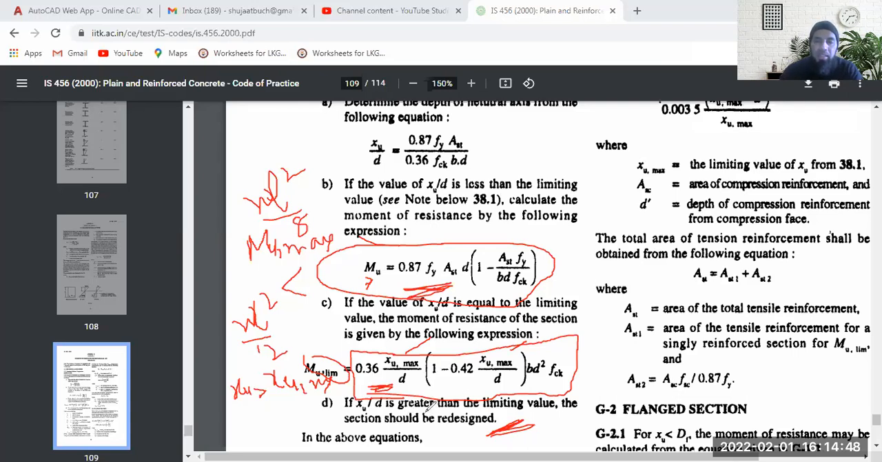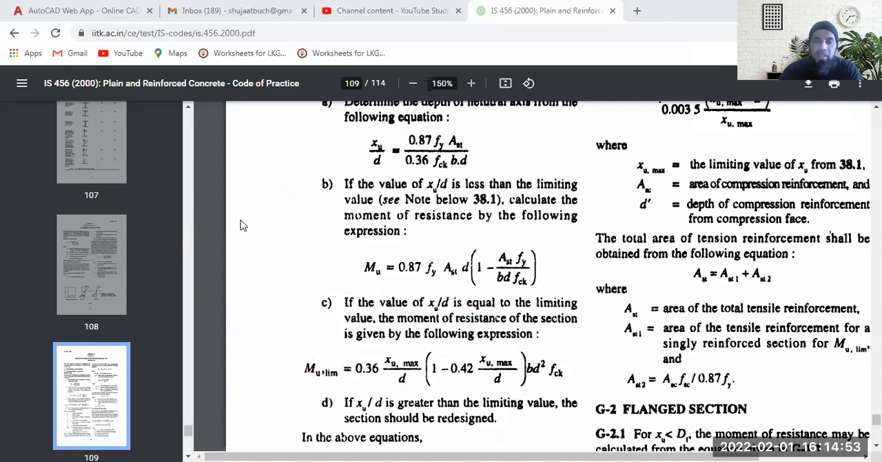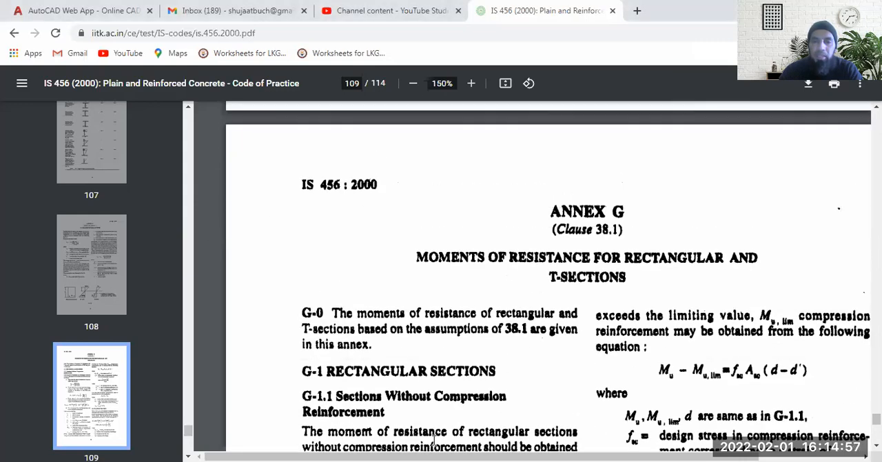So our design approach in the limit state method of design as per IS 456 is balanced design. So balanced design is the approach. IS 456, sorry, it is the under reinforced approach.